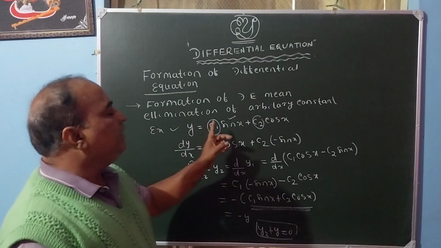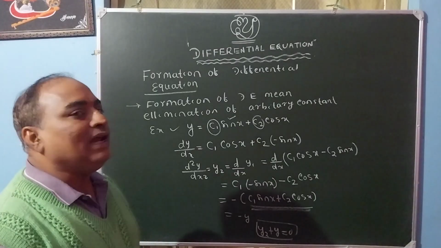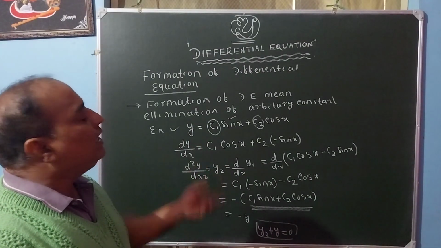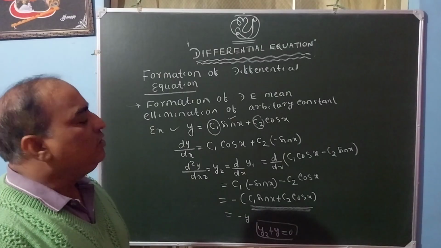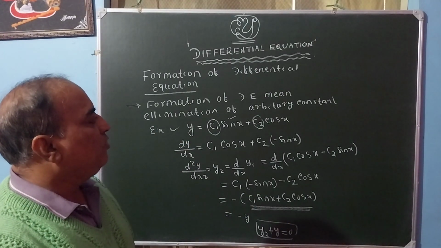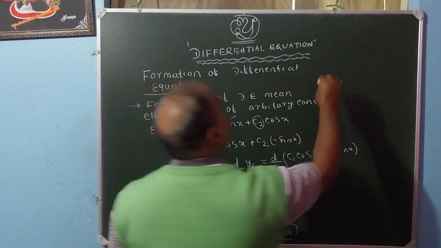Suppose an equation contains n arbitrary constants. In order to eliminate n arbitrary constants, we have to differentiate it n times. Okay, so write down the NB.